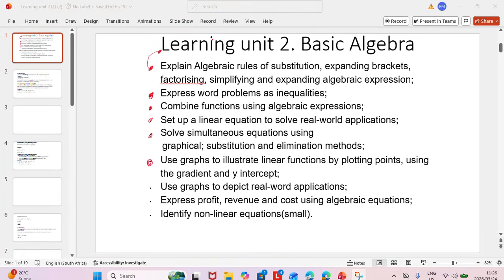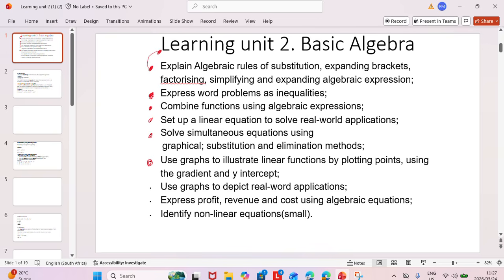In this lesson guys, we're going to do basic algebra. So this is from learning unit 2 and these are the learning outcomes. By the end of learning unit 2 guys, you should be able to explain the algebraic rules of substitution, how to expand algebraic expressions, how to factorize, and also we are going to simplify.